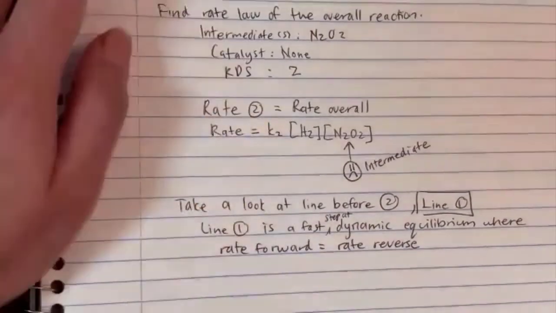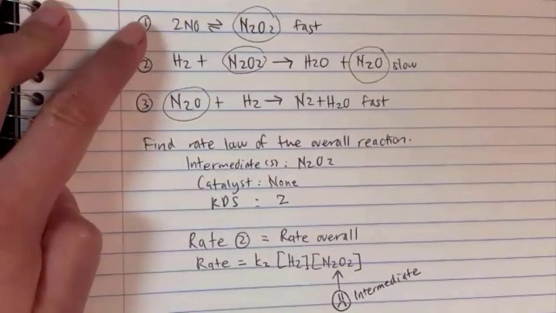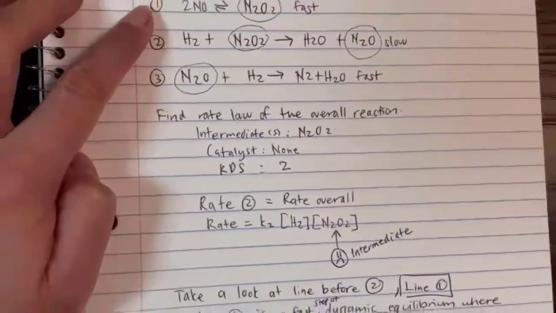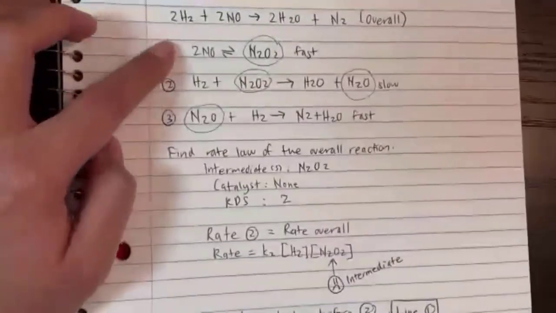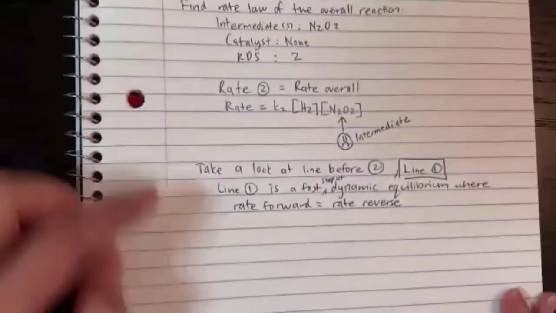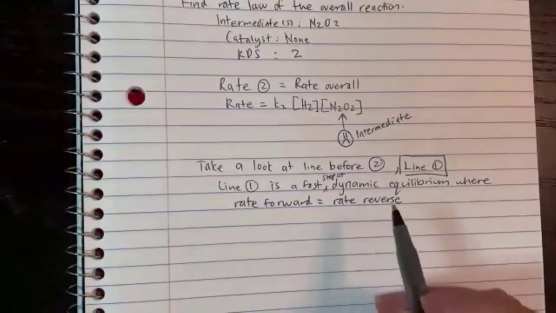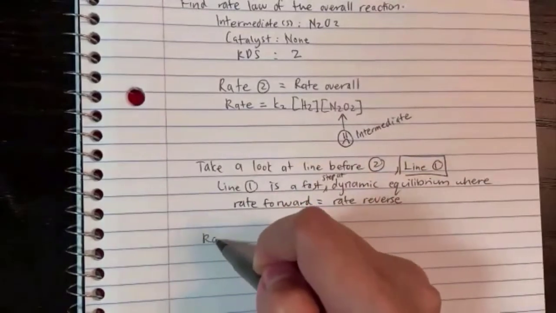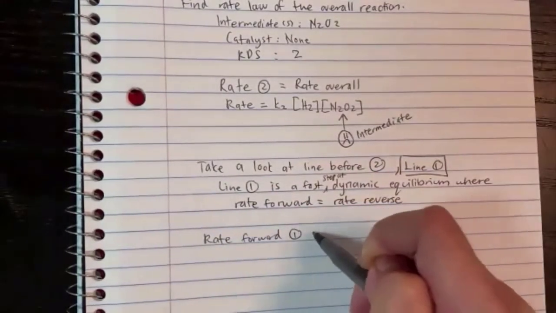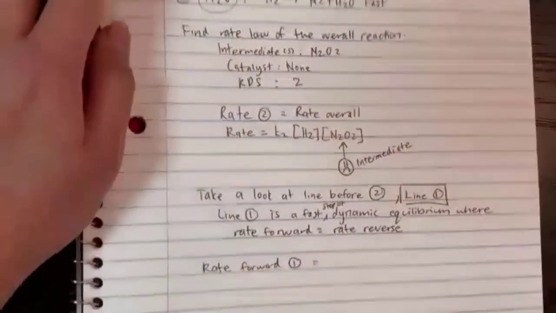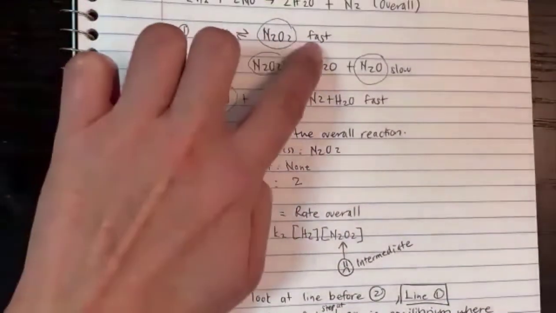Just to show you up here, this is what that means. I'll zoom out a little bit. You guys can still see it, right? Well, it's way up here. You have it in your book, just go look at line 1. So rate forward and rate reverse. How do you write the rate forward for line 1? Let's go ahead and write that.